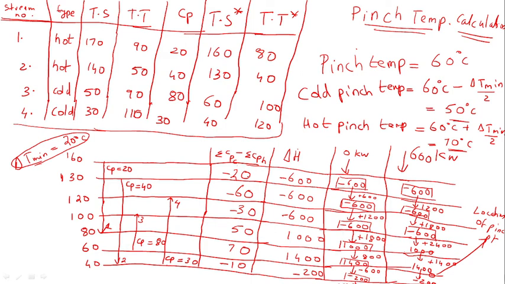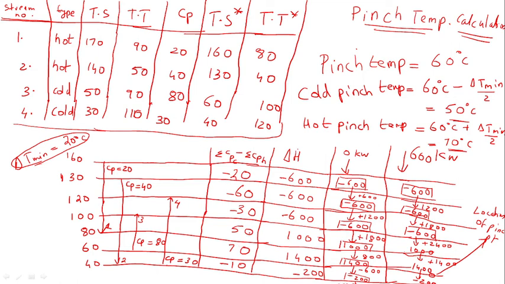Then we need to find the difference between CPC and CPH in each stream. How many streams are passing through that section? We need to find that out and do the calculation accordingly. Here only one stream is passing and it is a hot stream, no cold stream is present, so we need to do 0 minus 20, which is minus 20.